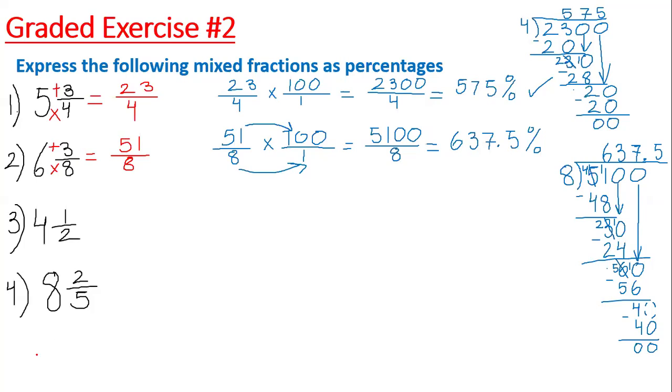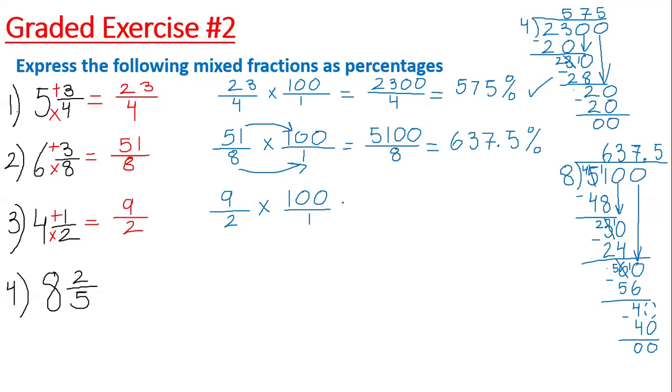So let's convert this. 4 times 2 is going to be what? 8, plus 1 is 9. That's going to be 9 over 2. Very good. And so we're going to take 9 over 2 and convert that into a percentage. We multiply that by what? 100 over 1.